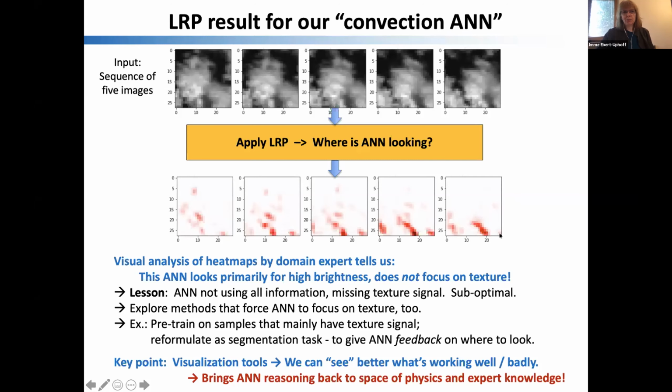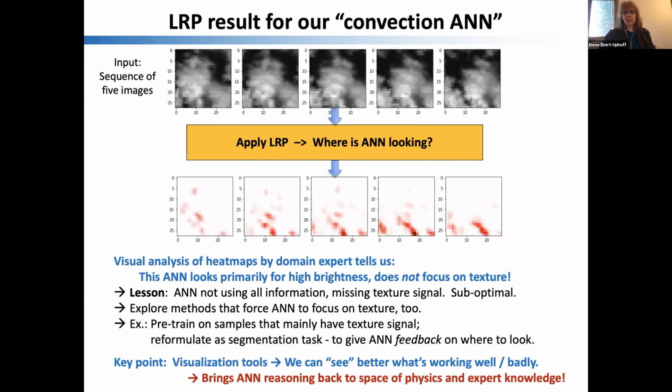So it only used one of our human strategies and it didn't use the other one. And it wasn't doing that well either. So what we learned from this was that we had to push our neural network to look more at texture things. And we now use tools like pre-training on samples that mainly have the texture signal and less of the brightness signal. And also we've reformulated the segmentation task to give the neural network more feedback on where to look during the training. But the key point of this slide is really just to demonstrate the process.